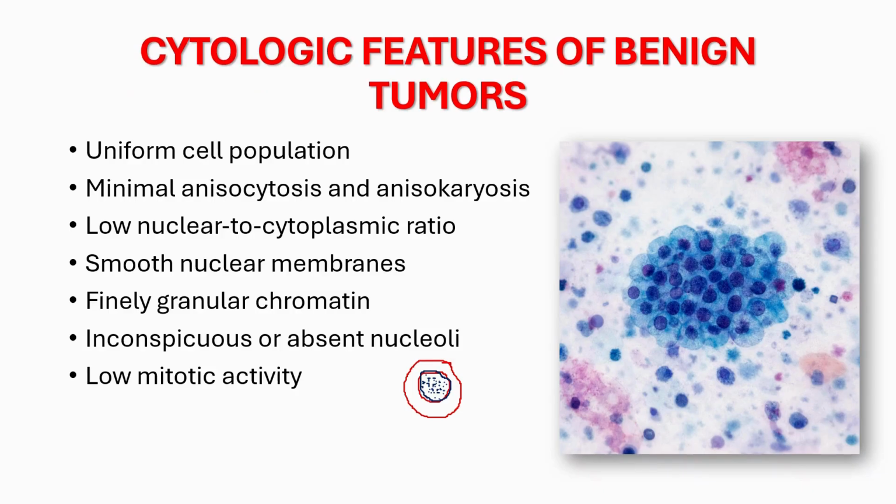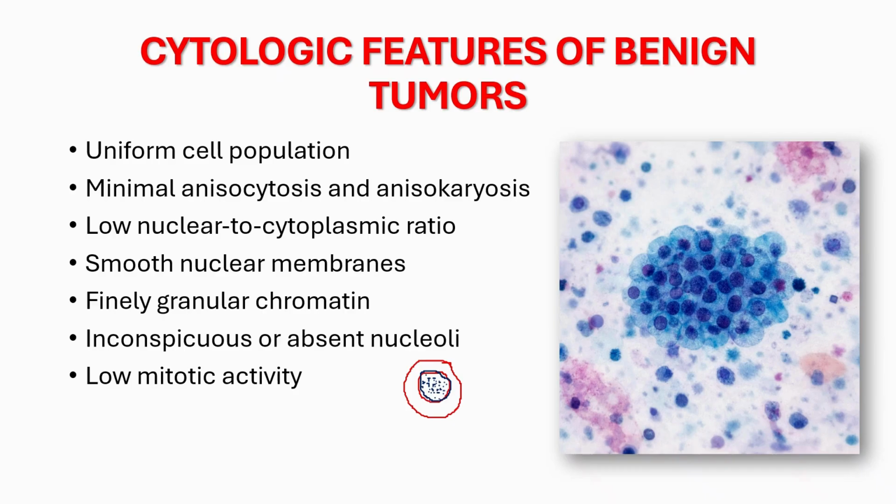In cytology, benign tumors usually show a uniform population of cells with minimum anisocytosis and anisokaryosis. Anisocytosis means variation in the cell size. Anisokaryosis means variation in the nuclear size. So, in the case of benign tumors, there will be minimum anisocytosis and anisokaryosis. That means we can see a uniform cellular population as in the picture. And there will be a lower nuclear to cytoplasmic ratio.